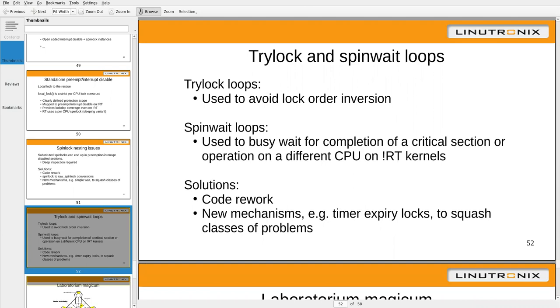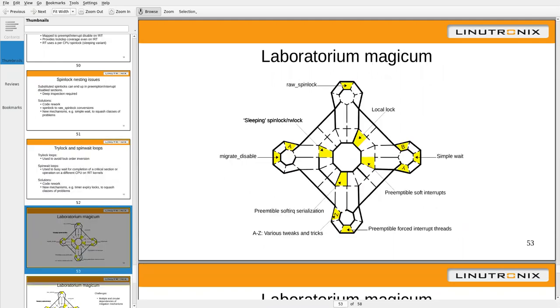So the solutions are only code rework. We had a couple of things which were really nasty to fix and hard to solve, or we had the easy ones where we came up with new mechanisms like the timer expiry lock, where we could squash a whole set of problems in one go. So this was a conceptual design where we said, okay, we can solve this differently by having something to block on, which is guaranteed not to lead to that live lock or deadlock situation. But all of these things need to be looked at very carefully.